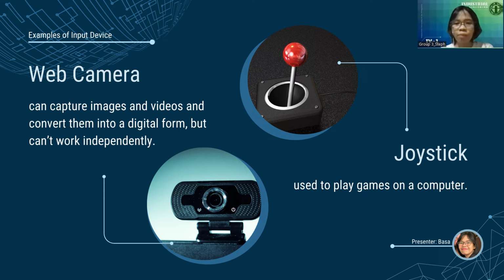Next, we have the web camera or webcam. Another device that can capture images and videos and convert them into digital form, but it can't work independently. Unlike a digital camera, it needs to be connected to the computer before it works. A webcam has no inbuilt memory, so it needs to be connected to the computer's storage.